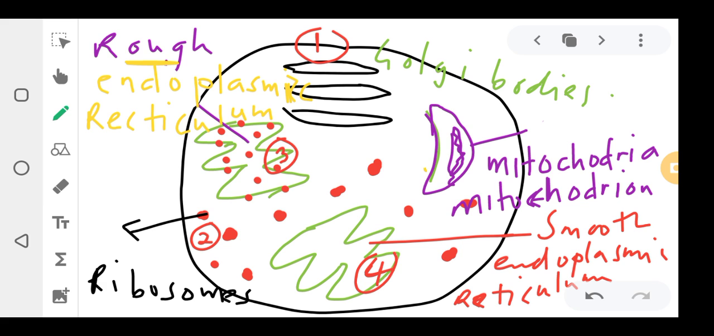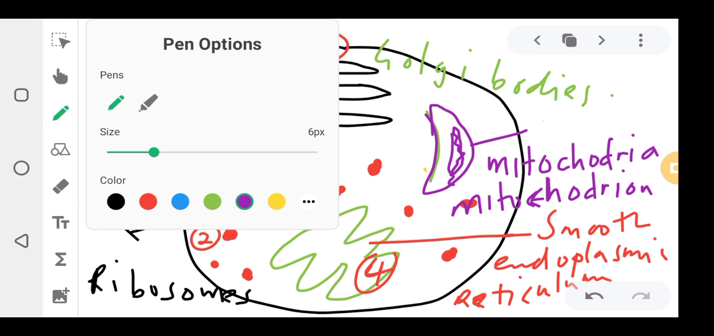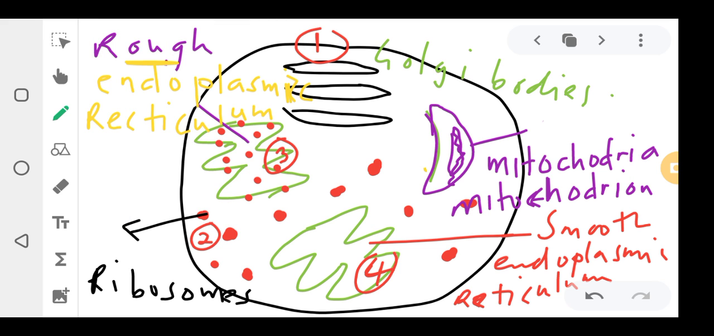Okay? This is part number what? Number 5, since I was labeling them. This is part number 5. So what is the function of the mitochondrion? What is the mitochondrion responsible for? Part number 5.